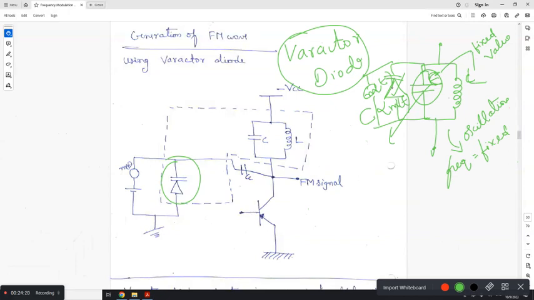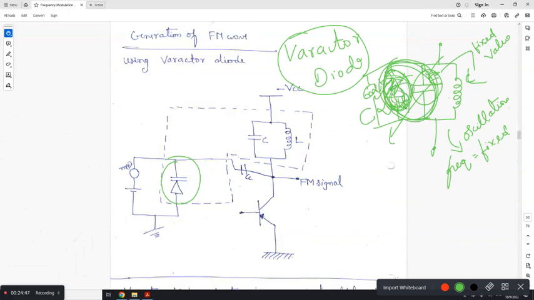Done? Yes or no? Now what is this capacitance? Your total capacitance of a tank circuit is equal to this fixed capacitance plus variable capacitance. And this capacitance will vary according to what? The instantaneous value of the message signal. So when the message signal varies, the amplitude varies, and the capacitance also will vary.